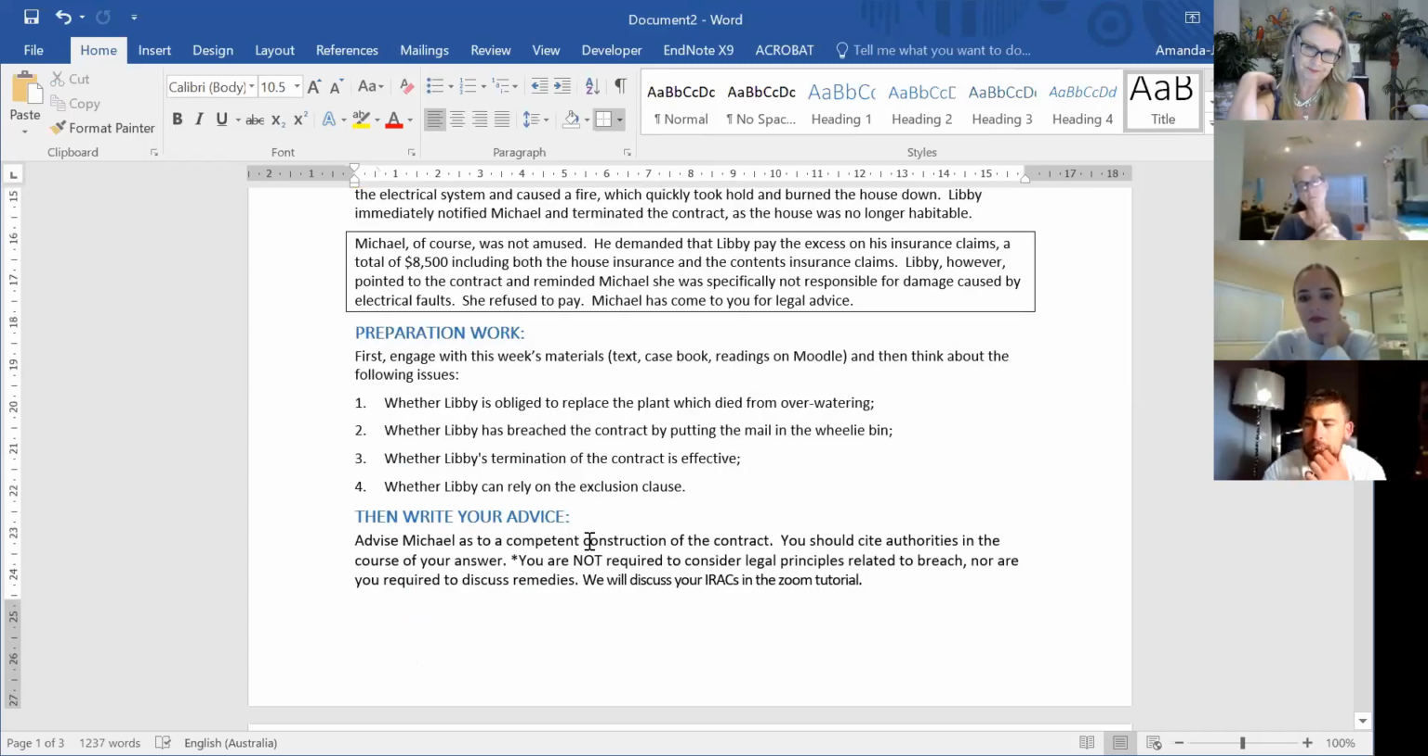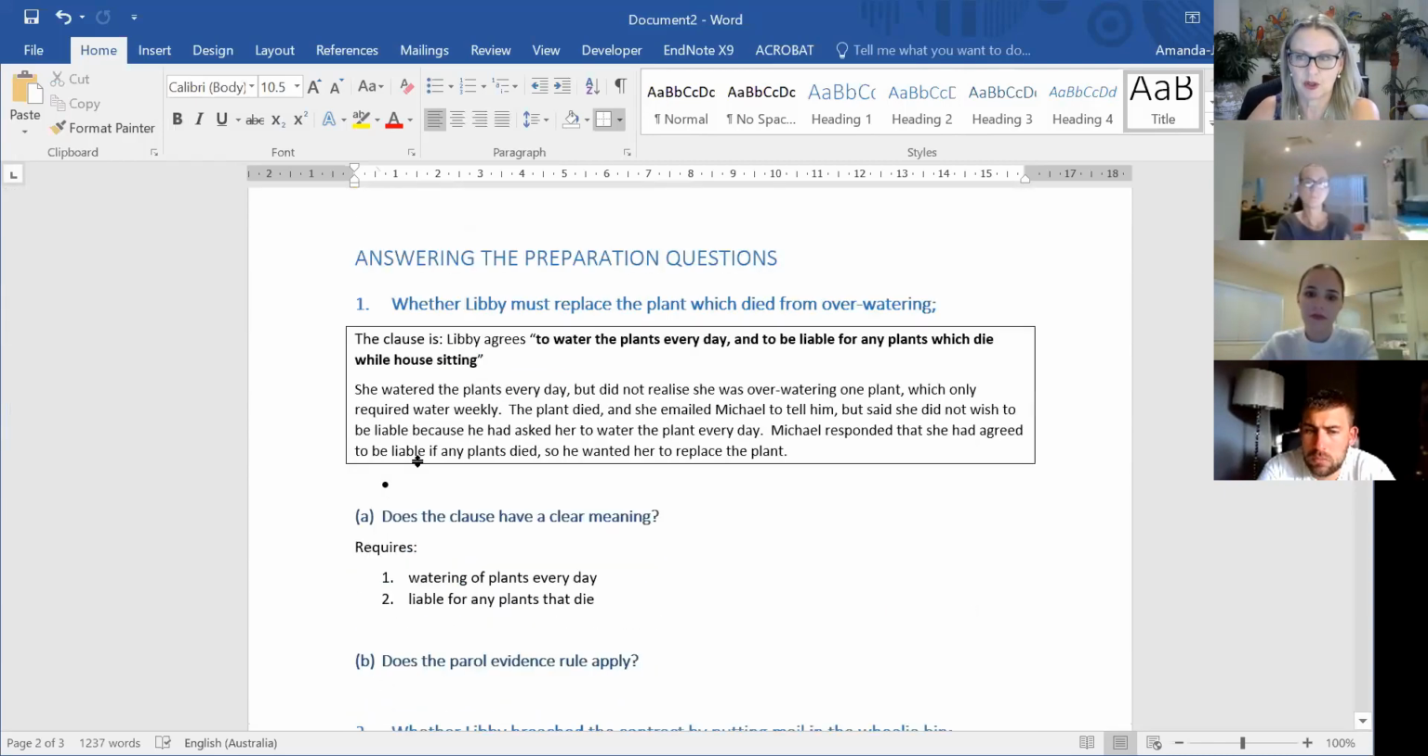Okay, so for our prep work, we need to consider a number of different things: whether she's obliged to replace the plant, whether she's breached the contract by putting the mail in the bin, whether her termination was effective, and whether she can rely on the exclusion clause. Okay, so moving to the first question. Does she have to replace the plant?